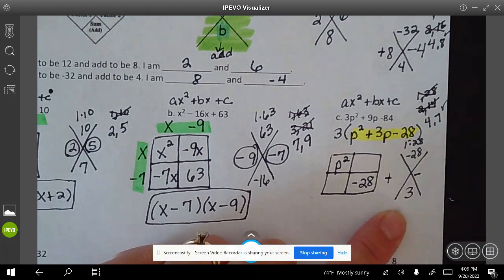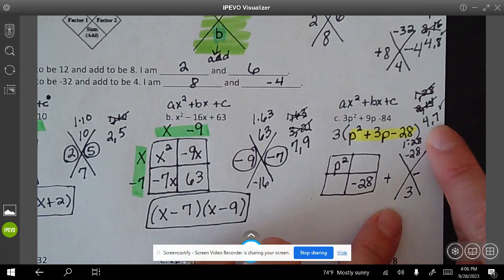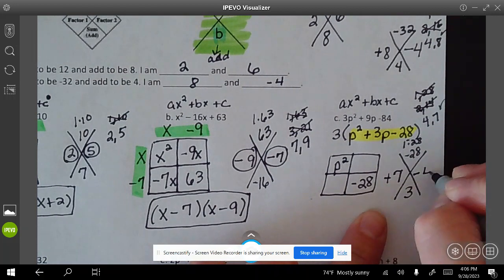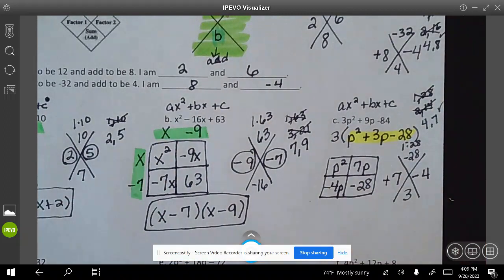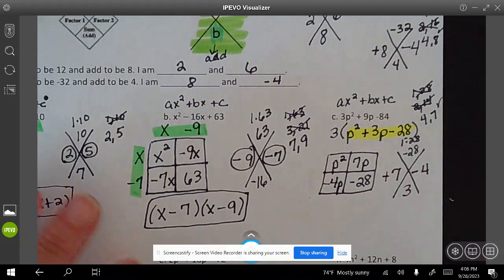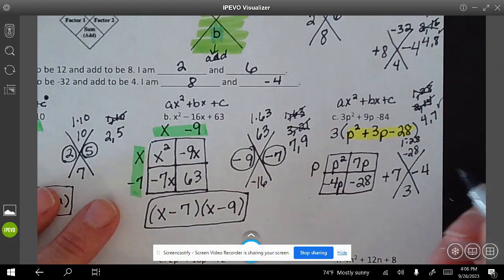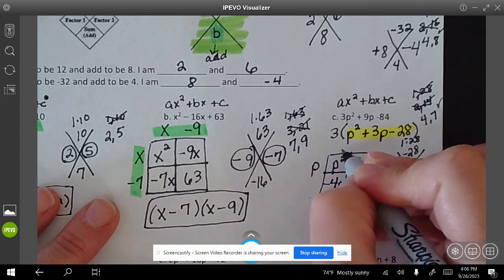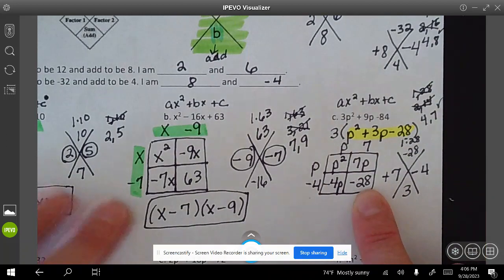That works. Now the signs. I need a positive 3, so the bigger number here has to be positive. So positive 7, negative 4. So 7p and negative 4p. It does not matter which box you put those in. Okay, now, what's the greatest common factor across the top? P. What do I multiply p by to get p squared? P. What do I multiply p by to get 7p? 7. What do I multiply p by to get negative 4p? Negative 4. And negative 4 times positive 7 is negative 28.